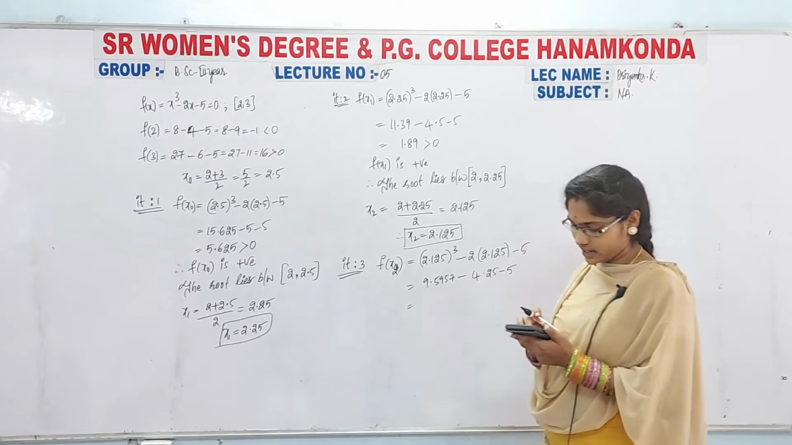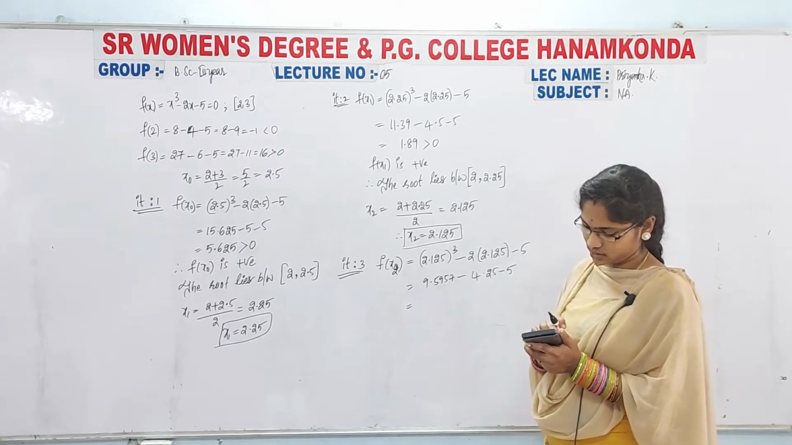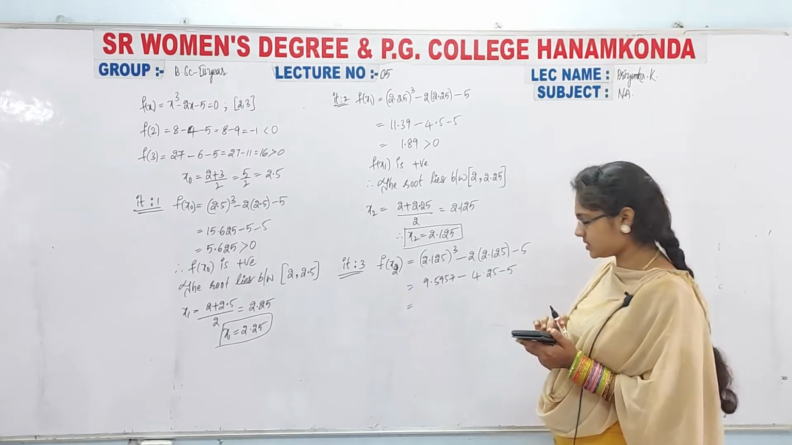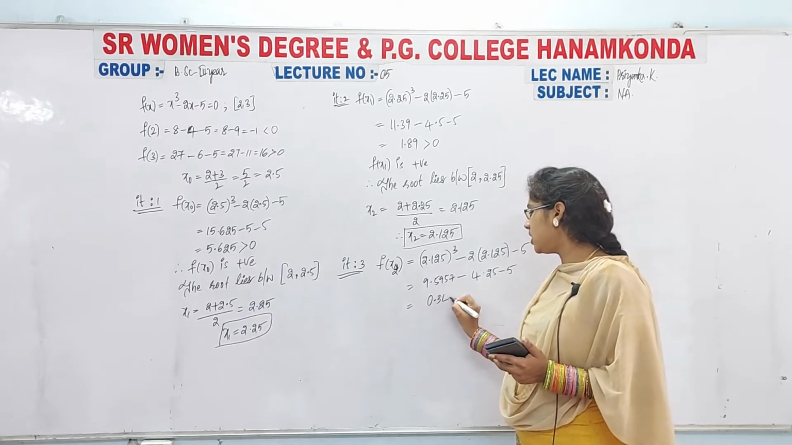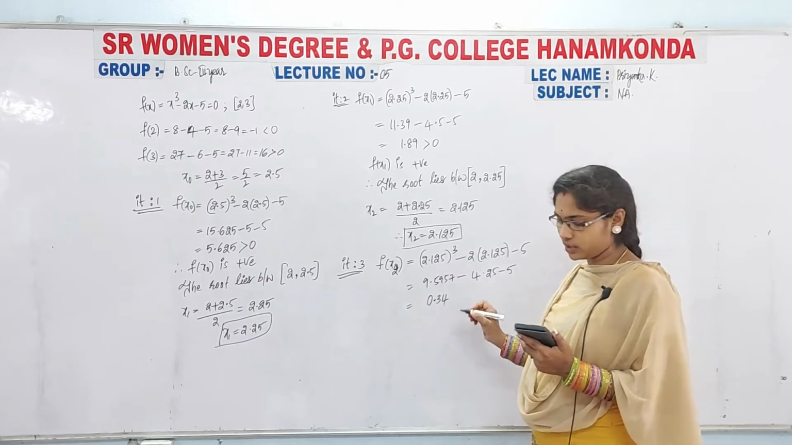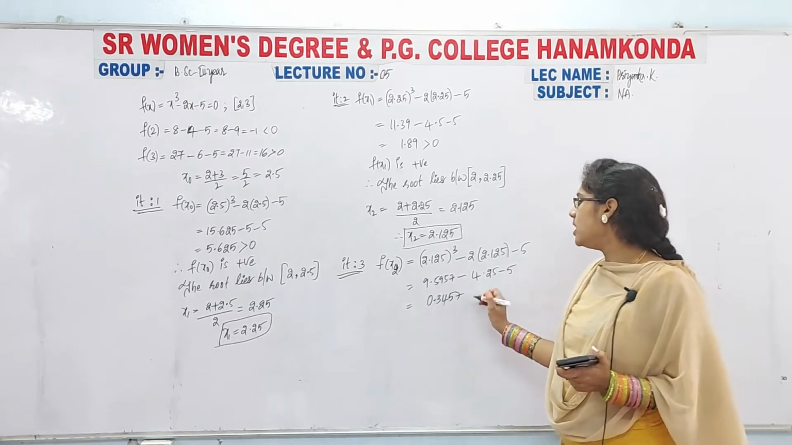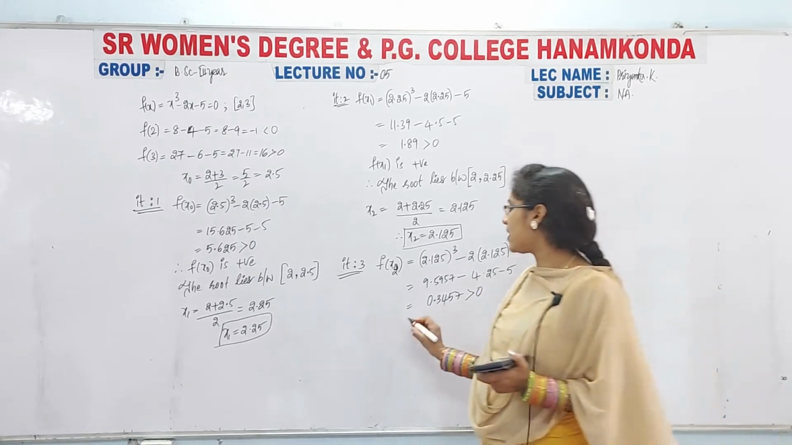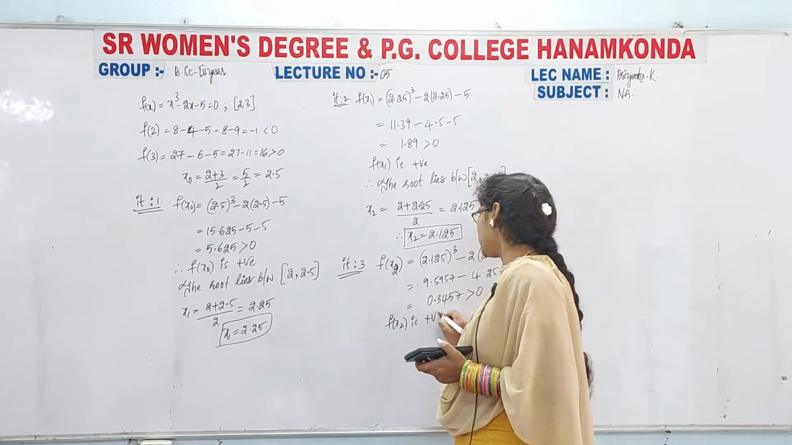Now then what we get, 9.5957 minus 4.25 minus 5. So then what we get, 0.3457. Again we have that it is a positive only, right? So now that's why here we have to take that it is a positive value. Therefore we have to write that f of x2 is again a positive number.